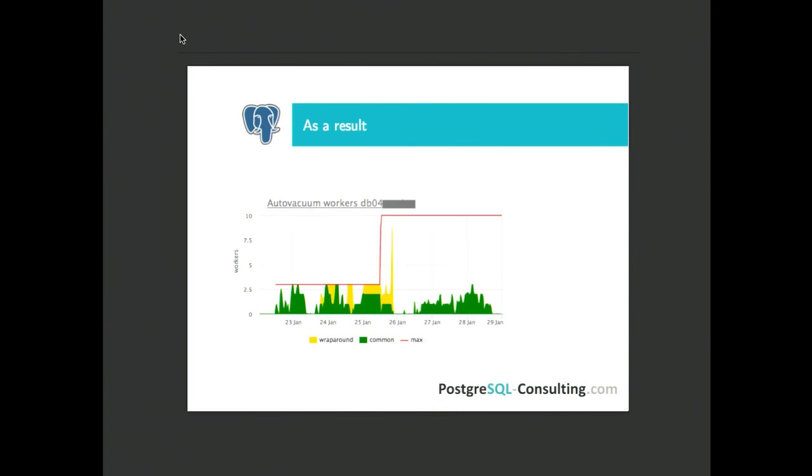So as a result, on the bad disk, at this graphic, the red line is the amount of workers. The green graph is normal autovacuum, and the yellow one is wraparound autovacuum. This machine was with some non-expensive, I believe, Samsung SSDs or something like that, which were not very fast, and increasing the amount of workers really helps. And of course, that was not a single table which needs regular autovacuum. It was a relatively huge database with a lot of tables. So that can help if you have a bad disk.